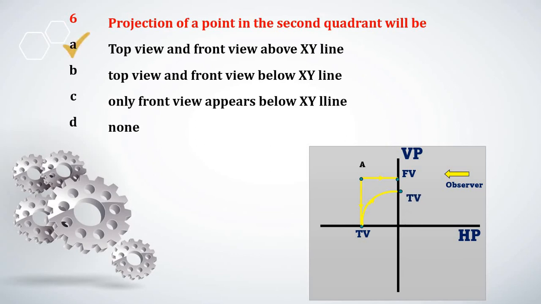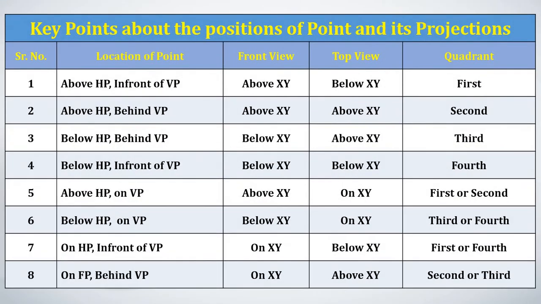So these are some of the examples I found relevant to the projections of point subject that can be asked in the examination. For more reference, I am providing this table. In this table, the location of the point is mentioned, and according to that location, where the front view of that point will be, where the top view of that point will be, and which quadrant that point lies in is mentioned. We'll see all the points one by one.